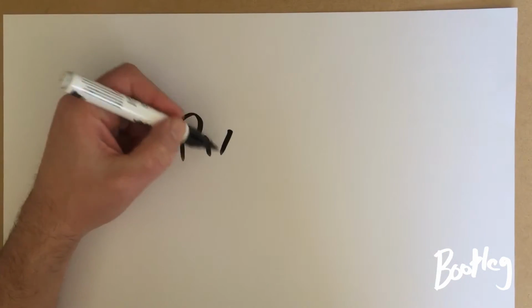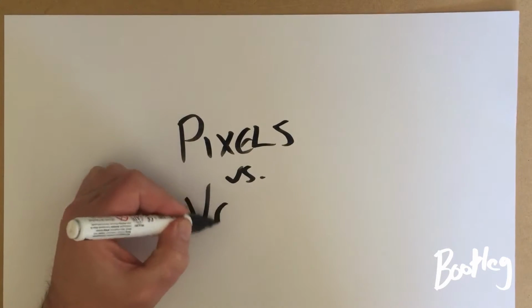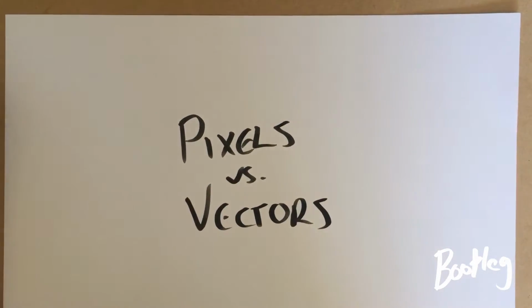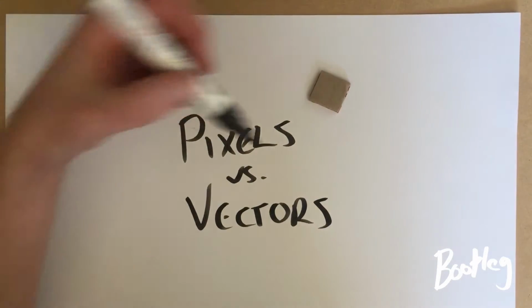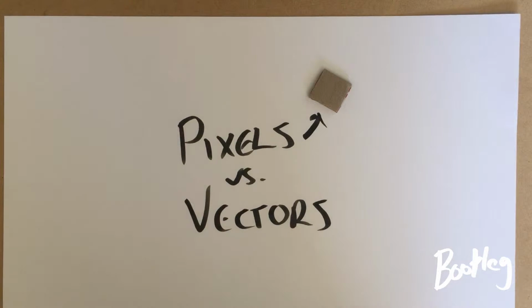Today I'd like to try and cover pixels versus vectors. And for the purpose of today's exercise, that little chunk of cardboard is going to be a pixel. The reason that I wanted to break this down and give a real world example is that people kind of don't get this. And I was thinking about a way that I could explain this that would hopefully make sense.